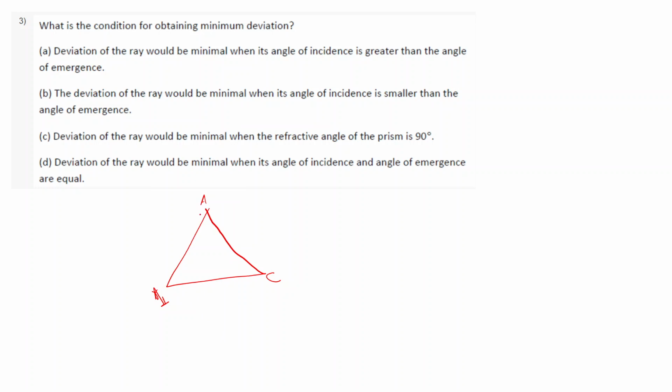This is one refracting surface, AB. Another refracting surface is AC. When I draw the normal to this and the normal to this, if this is the angle of incidence, I've explained this earlier also, just for this question again. And this is the angle of emergence. This is refractive angle 1, this is refractive angle 2.